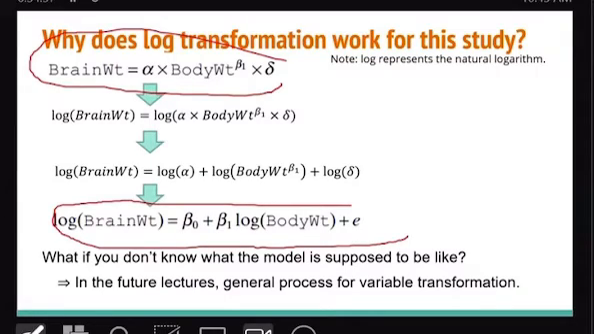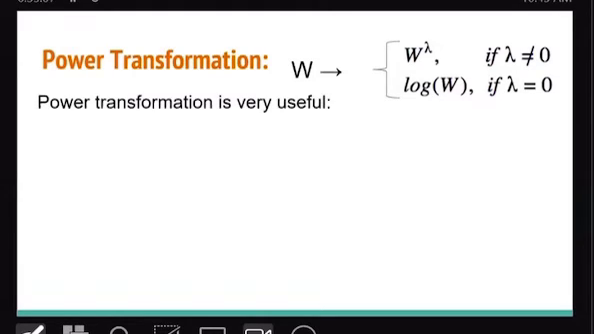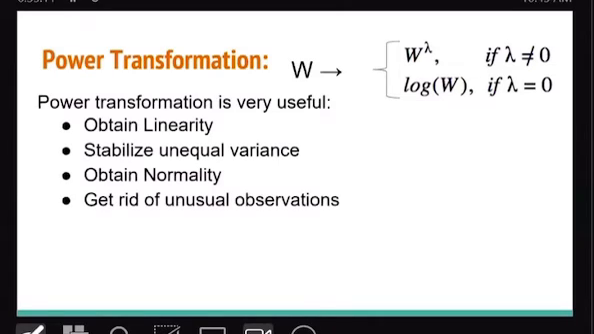Okay. Now, a very quick recap of what we've done. A power transformation. I introduced it to that. Right? Then here, where is power transformation very useful? One, to obtain linearity, to stabilize unequal variance, to obtain normality, and even to get rid of unusual observations. And not only this, it also helps to make the variables in our model correctly specified. Does that make sense? So take a look at that.